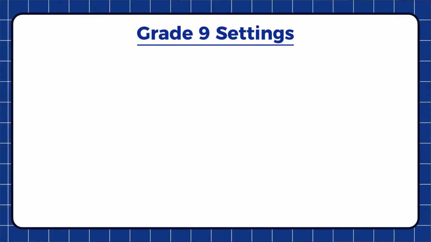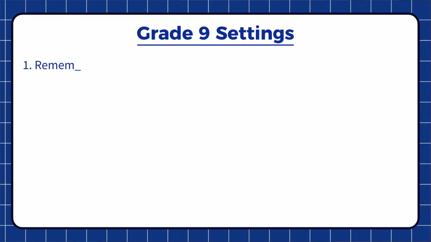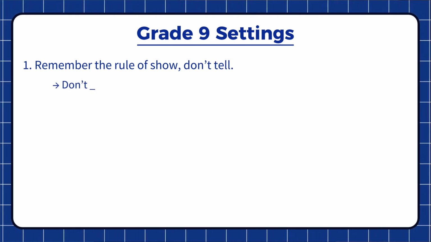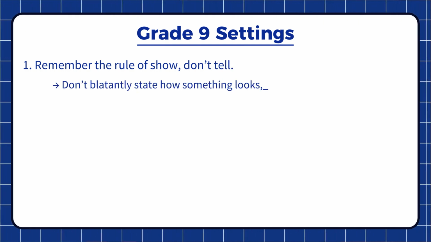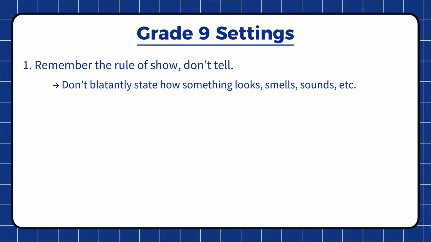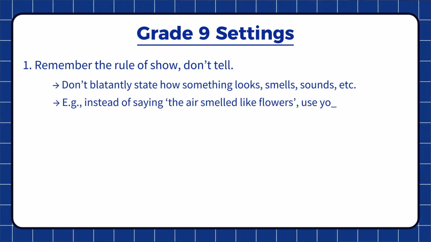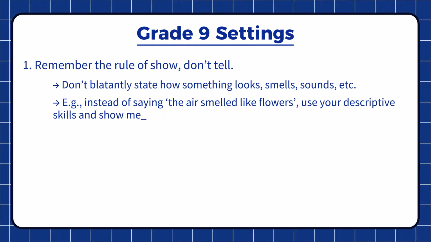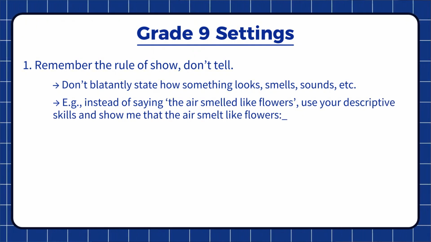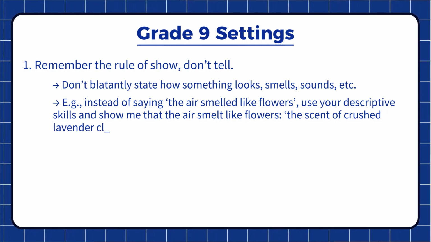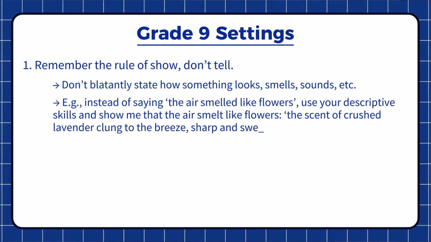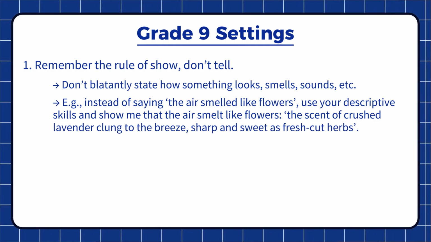So first, as with characters, remember the rule of show don't tell. Do not blatantly state how something looks or smells or sounds. So for example, instead of saying that the air smelled like flowers, show me that it smells like flowers by describing the scent of crushed lavender clinging to the breeze, sharp and sweet as fresh cut herbs.